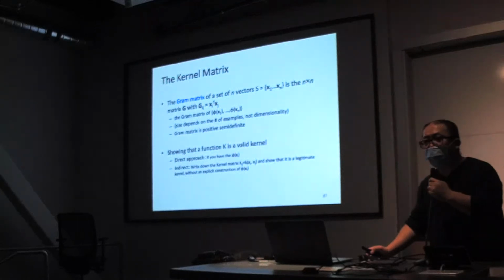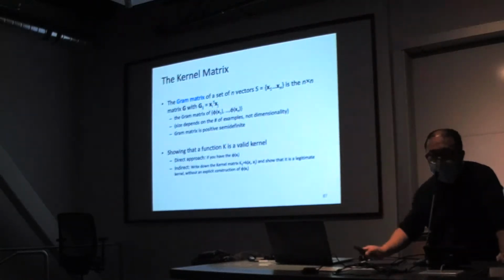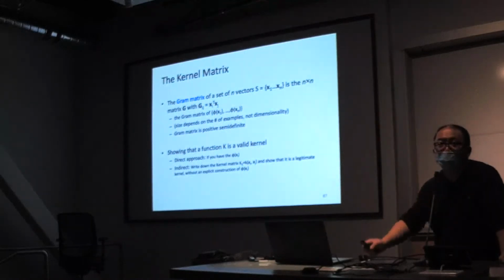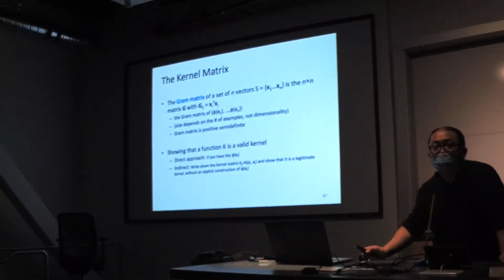This is natural, right? Because if your arbitrary k function indeed corresponds to some feature mapping phi, and then you construct your kernel matrix, this is equivalent to constructing a Gram matrix with this underlying feature mapping.